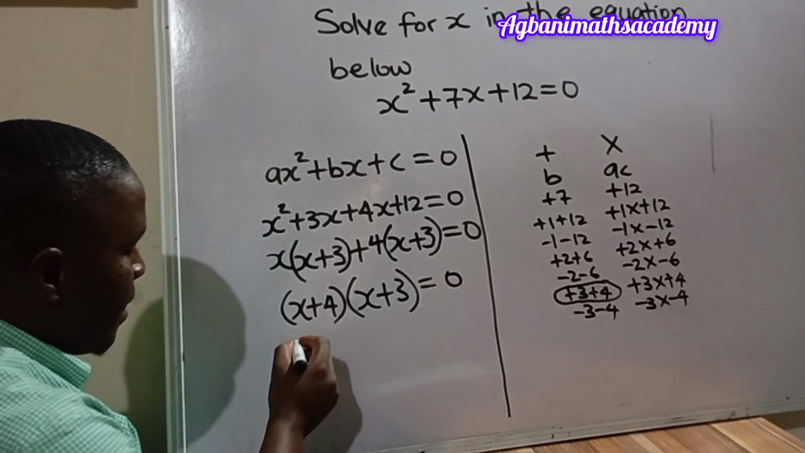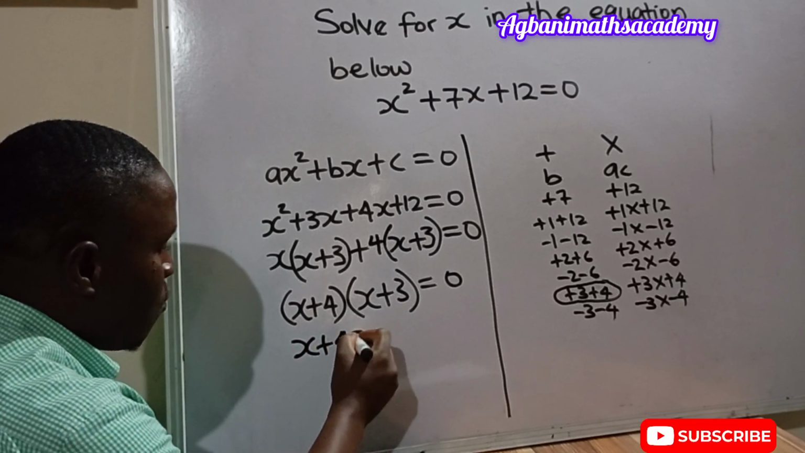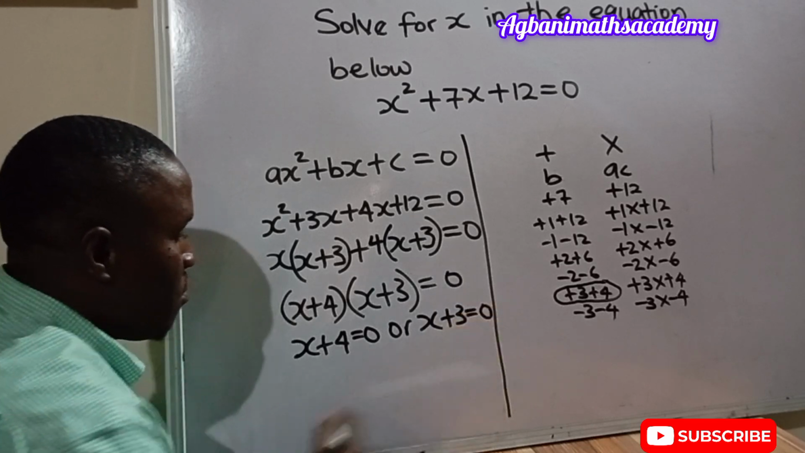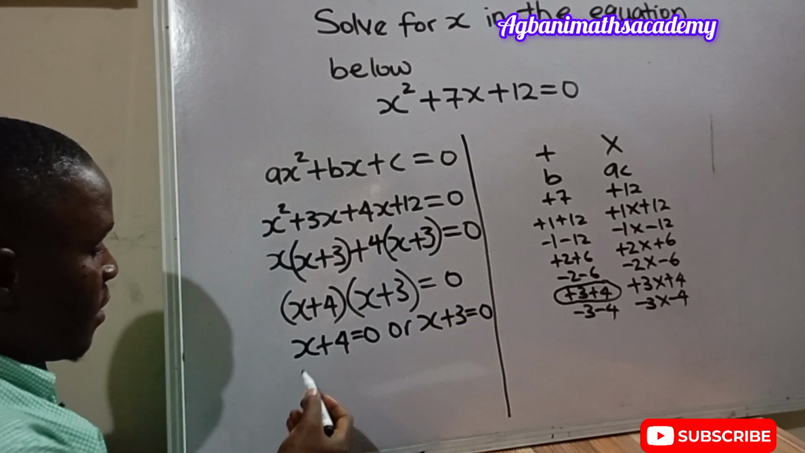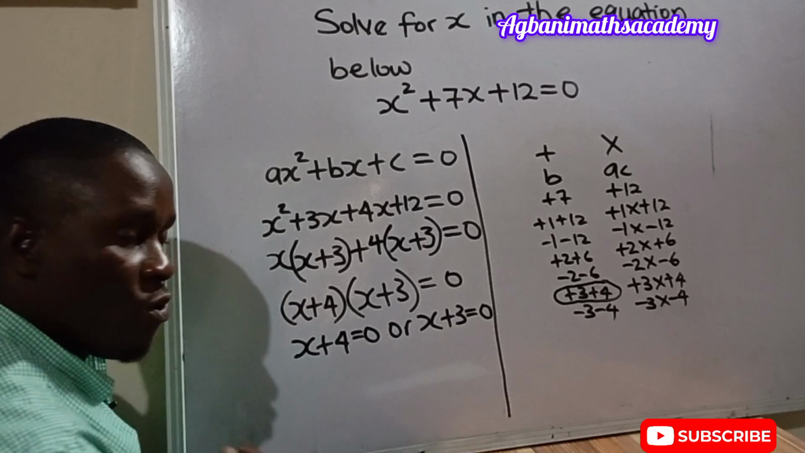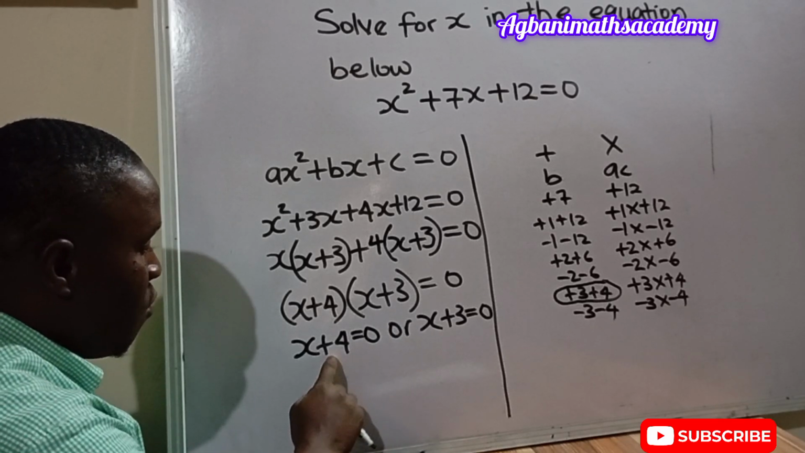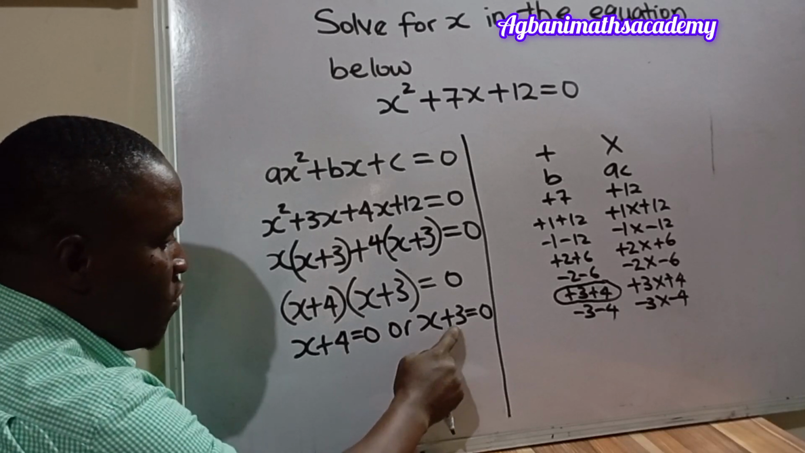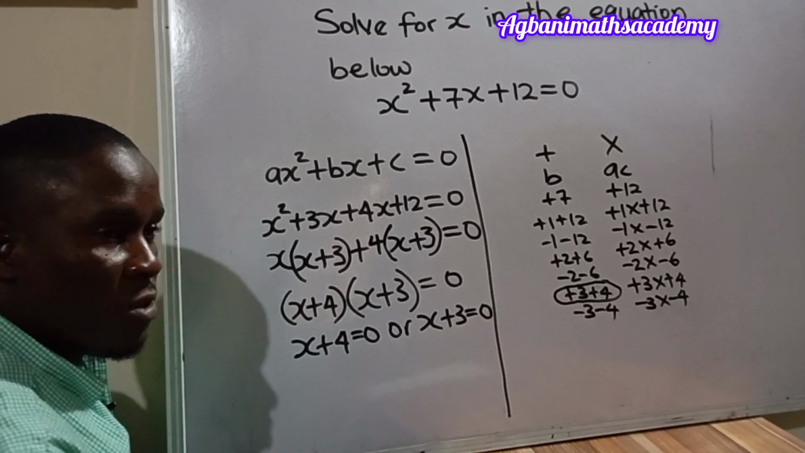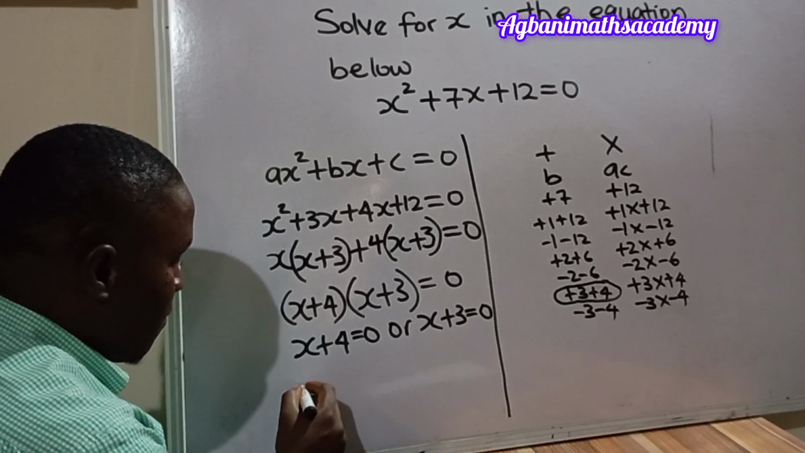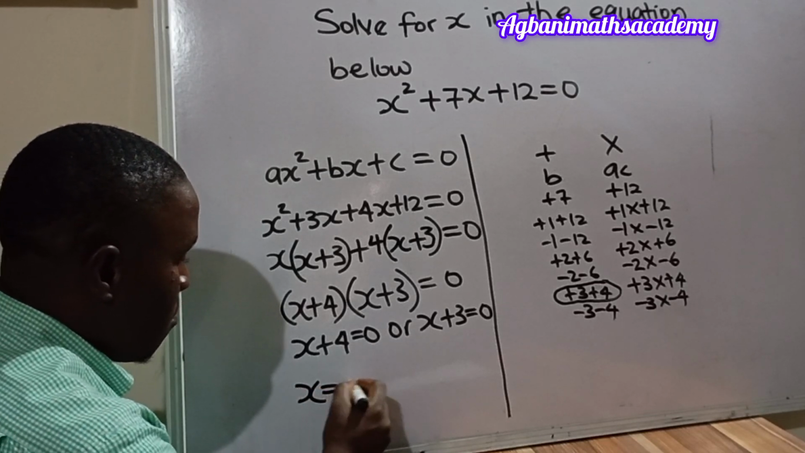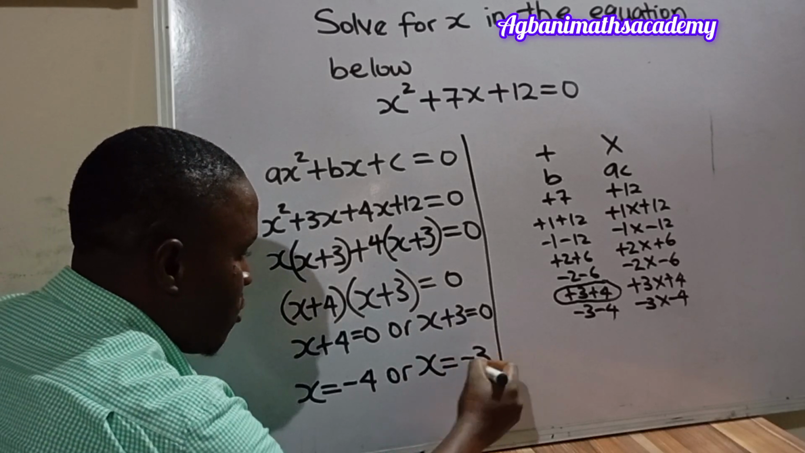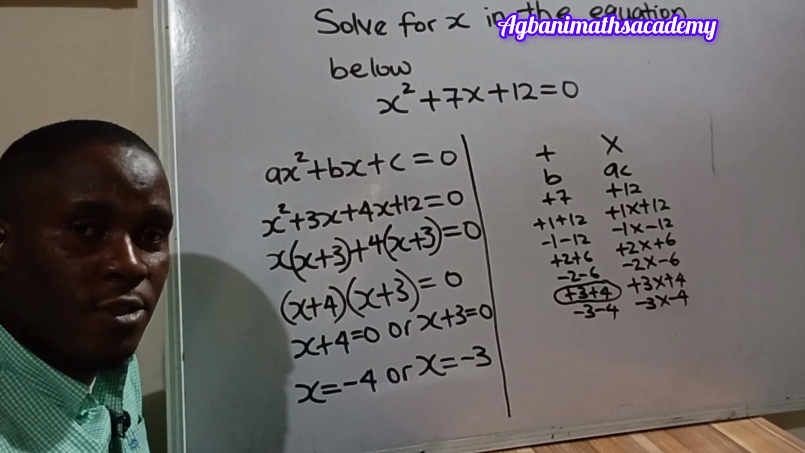So we can go further to write x plus 4 is equal to 0, or x plus 3 is equal to 0. Finally, in order to get the value of x in both equations, we move the number plus 4 to the right and it becomes minus 4. We move the number plus 3 to the right and it becomes minus 3. Therefore, our values of x will be equal to minus 4 or x will be equal to minus 3. This is a simple answer to this question.